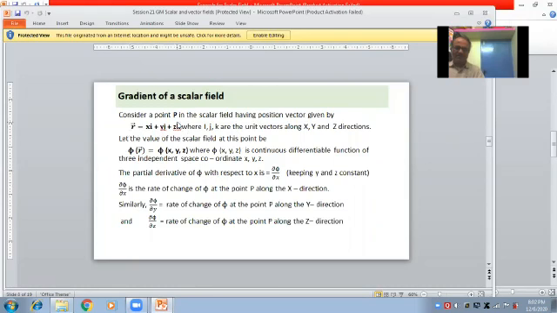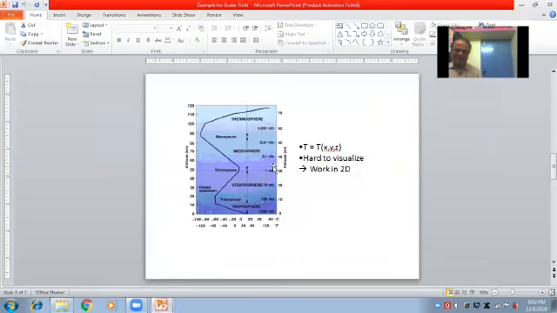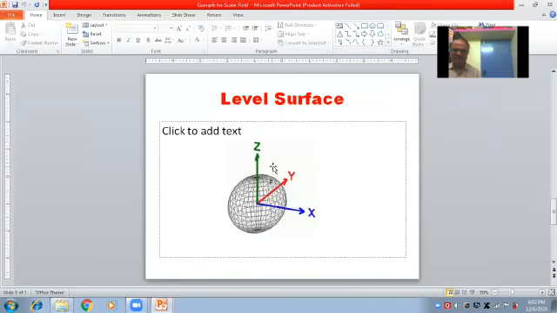So consider the position vector. Consider a point P in the scalar field having a position vector like this, and this point is connected to the origin. So this r represents a position vector xi plus yj plus zk, where x, y, z are the directions, and this function is represented by phi of x, y, z. I can refer to this diagram for more understanding.